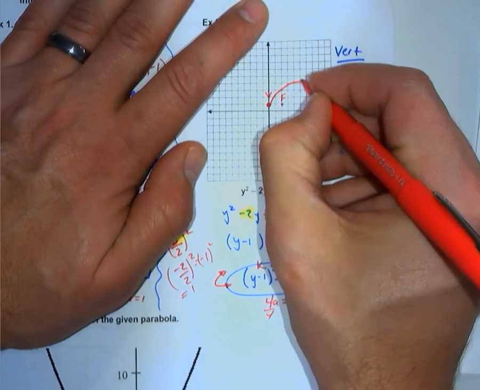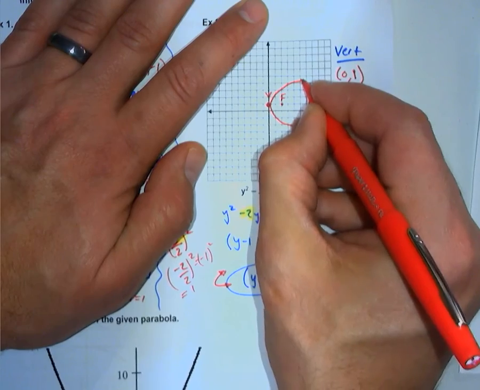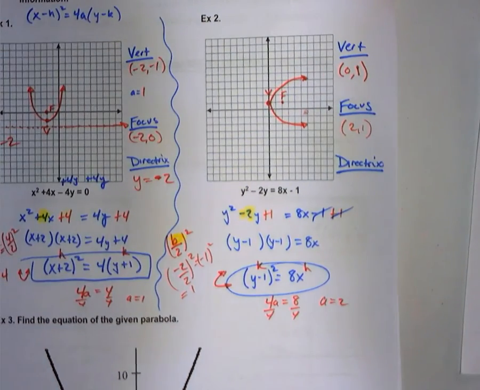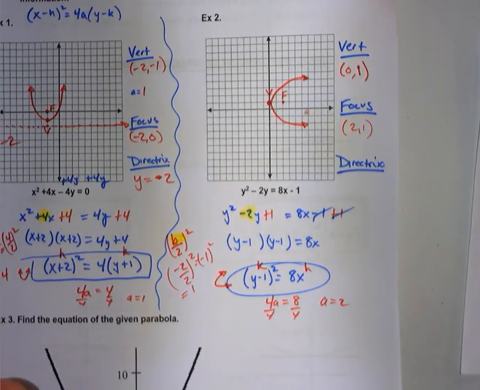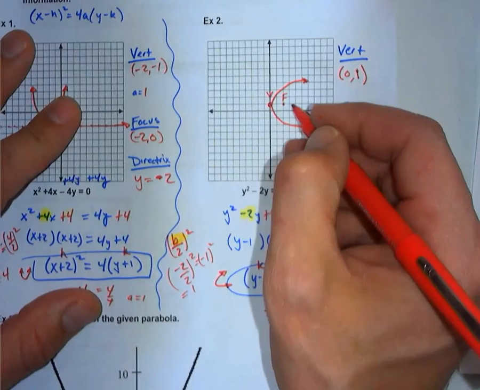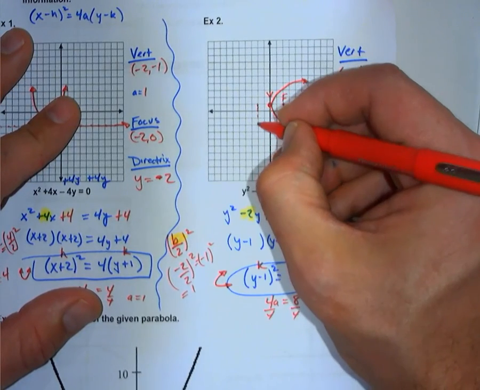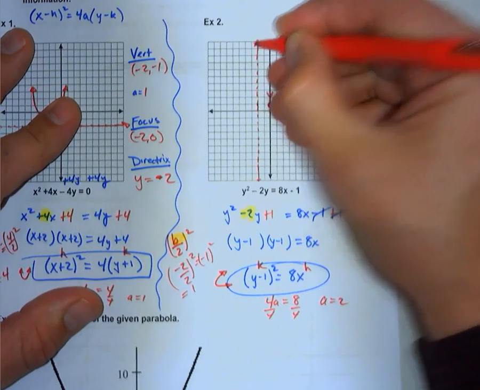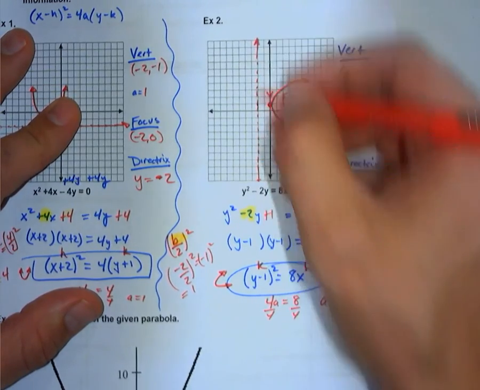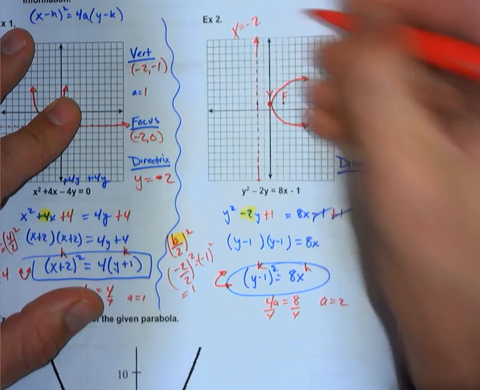Just a rough sketch of what that thing would look like. You don't need to come up with any points here. Looks like that. And then last but not least, just go back the other way for your directrix. So I went to the right for the focus, and I go left, 1, 2, for the directrix. And that crosses the x-axis at x equals negative 2. It's a vertical line.